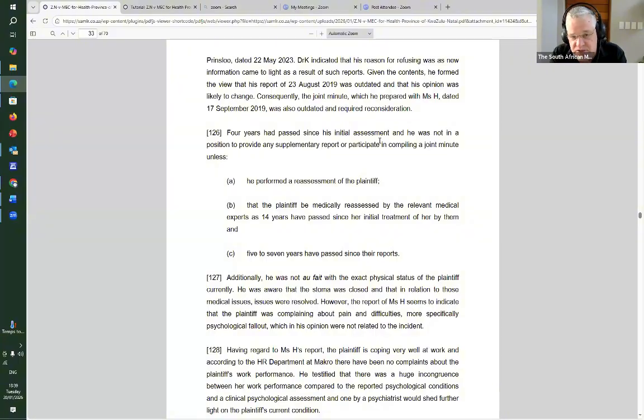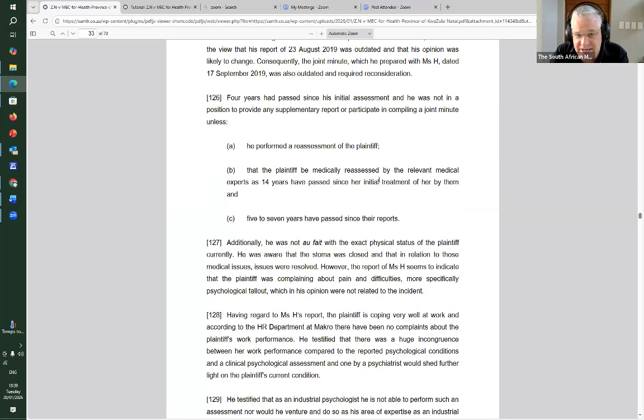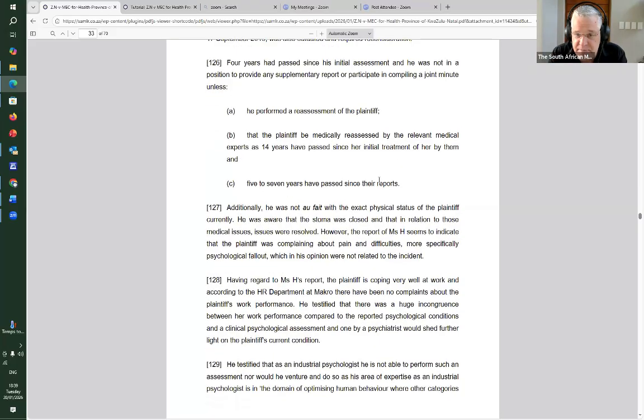And he was not in a position to provide any supplementary report or participate in compiling a joint minute unless, now look at what he says, he needs to perform a reassessment on the plaintiff. The plaintiff must be medically reassessed by the relevant medical experts as 14 years had passed since the initial treatment by them and 5 to 7 years had passed since their report.